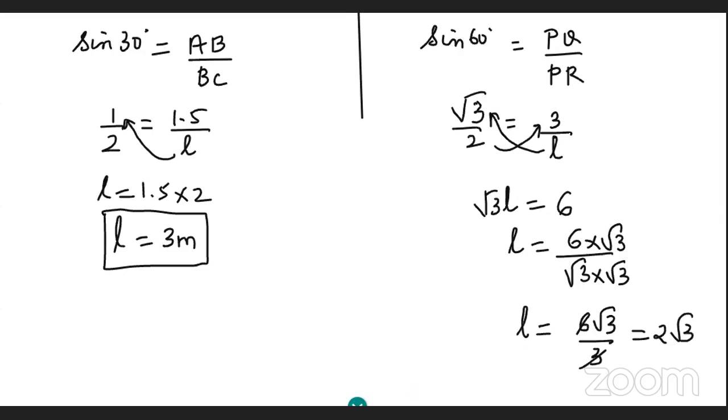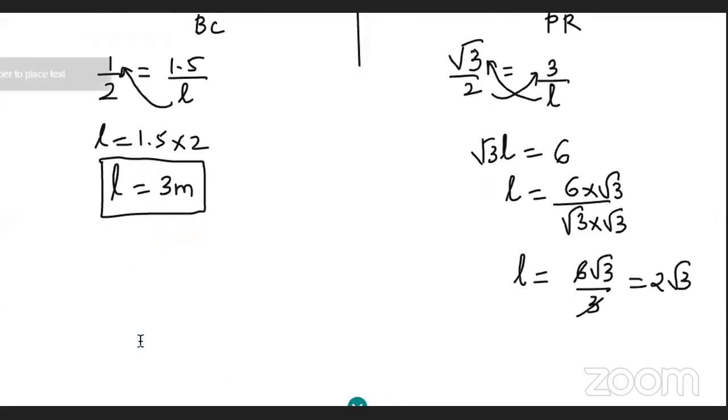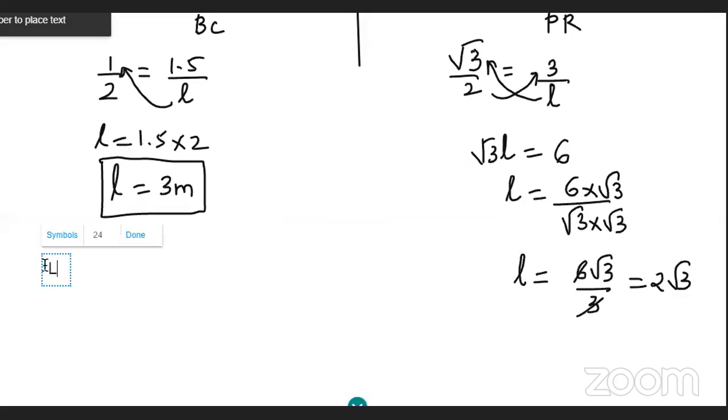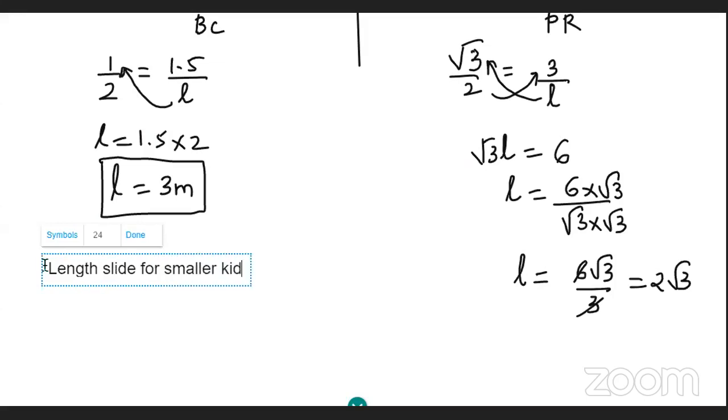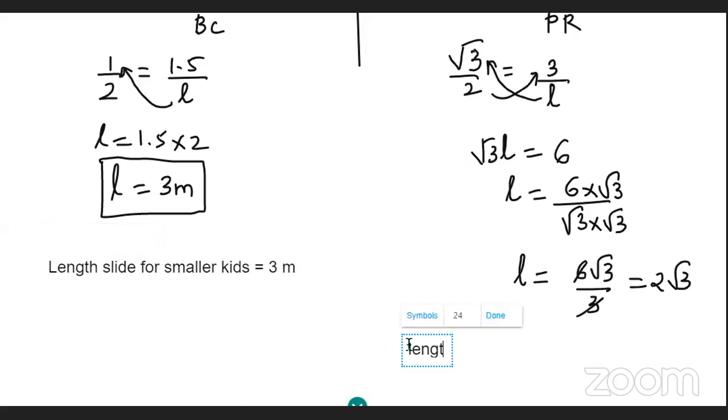Okay. So the last step we'll write is the length of the slide in both cases. So here, length of the slide for smaller kids equals 3 meters. And here, length of the slide for older kids equals 2 root 3 meters.